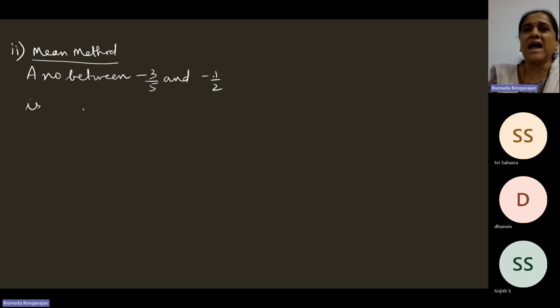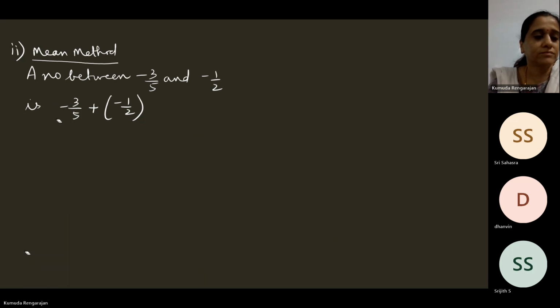So for this, just add the numbers and divide by 2. That's all. That's the mean method. Add the numbers and divide by 2. Now add these two numbers: -3/5 plus -1/2. Add the two numbers and divide by 2.